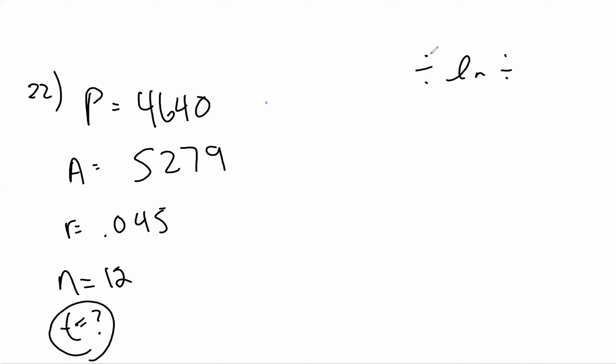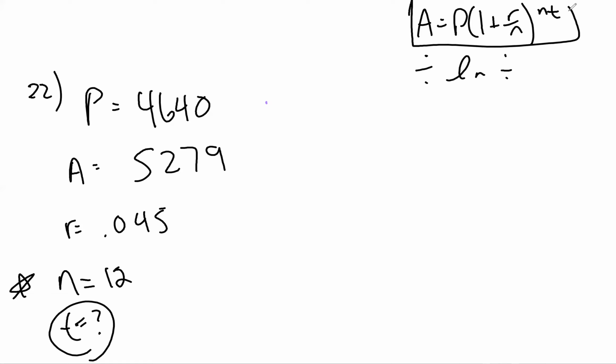And then that's it. And so since we have an n value, the formula that we have to use is the compound interest formula that looks like this: A equals P, parenthesis 1 plus r over n, to the nt. And so we're going to take this formula, and we're going to plug in everything that we know, and we'll do our divide, ln, divide, and we'll have our time. And so here we go.